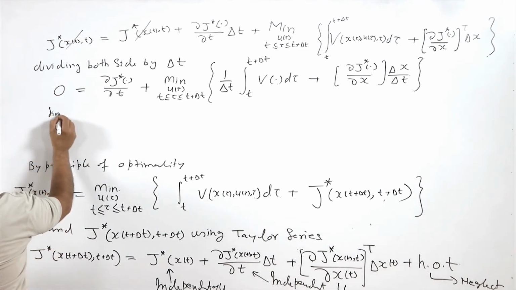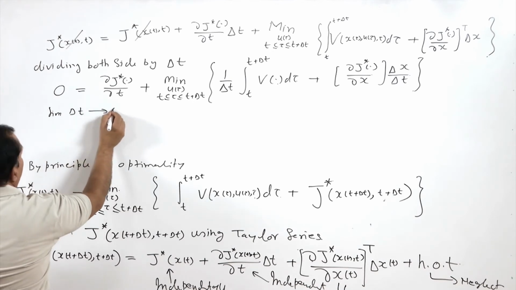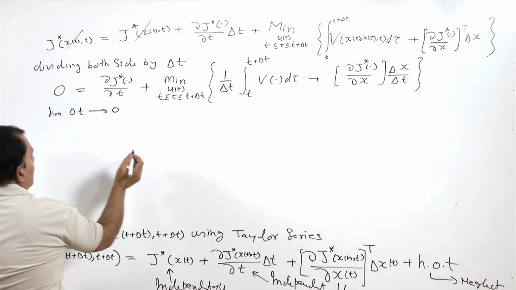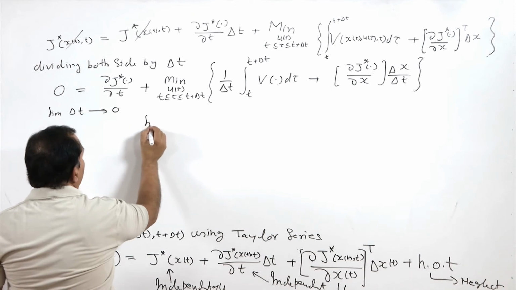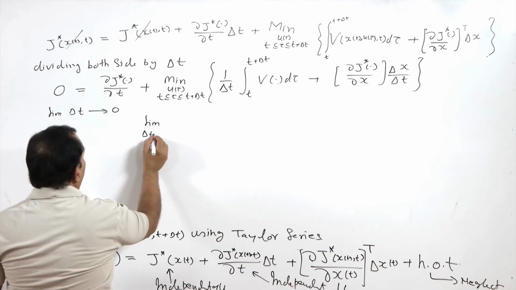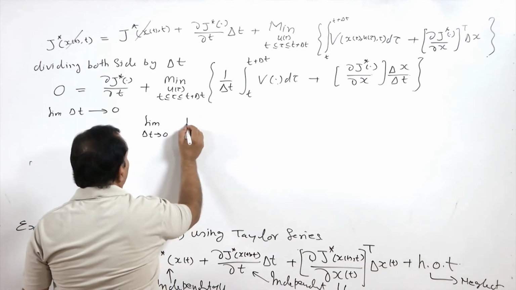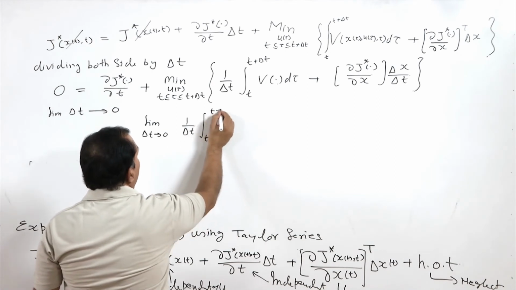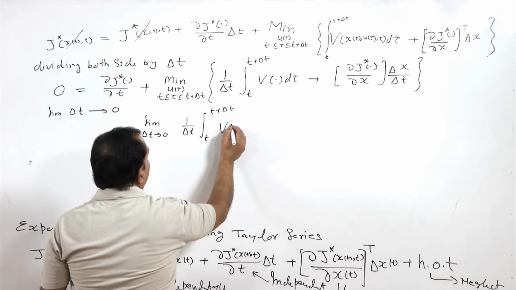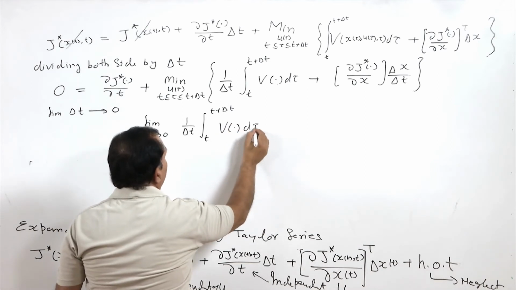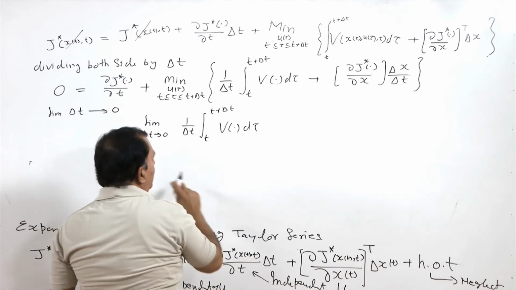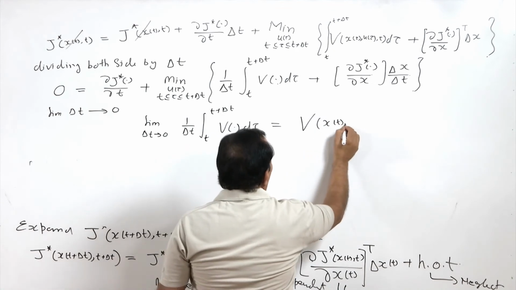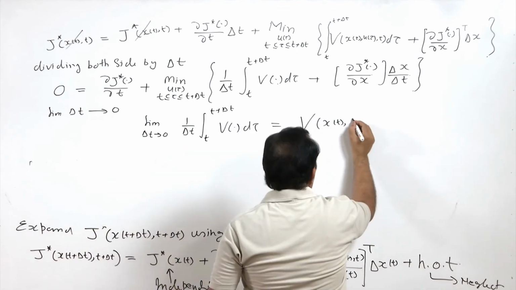So, if we take the limit delta t approaching 0, my terms will be: the limit as delta t approaches 0 of 1 upon delta t, the integral from t to t plus delta t of v dot d tau. With this limit, this is nothing but my v of x, t, u, t.